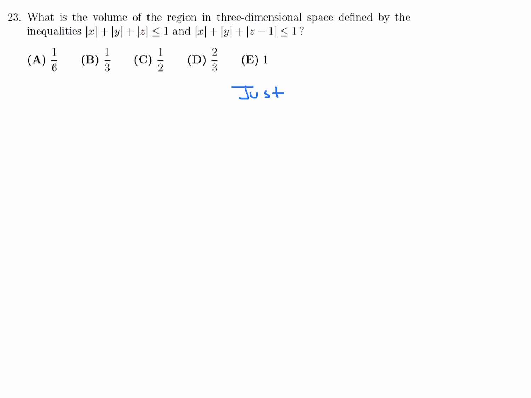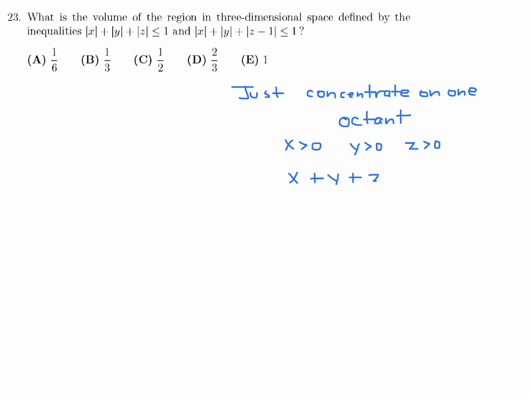because we're in three dimensions, they are called octants. And in particular, the one where everything's positive. X is positive, y is positive, and z is positive. When they're all positive, that inequality is reduced to just x plus y plus z is less than or equal to 1. Okay, let's graph this now.